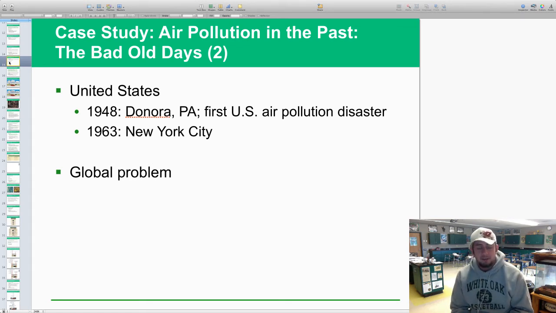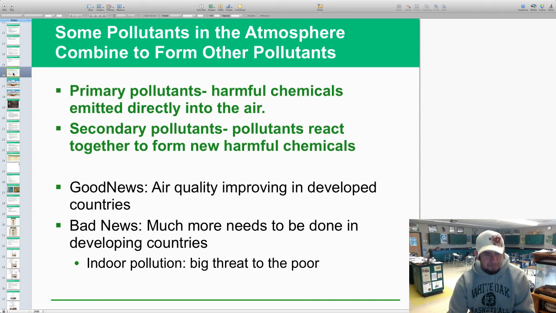So it is also a global problem now too, because of the Asian brown cloud that we talked about in our case study, affecting not only those areas over in Asia, but many areas throughout the world as it moves from place to place. So let's take a look at some of the pollutants that we're talking about. We talked about some case studies. Let's talk about some pollutants that actually do have an impact on us.